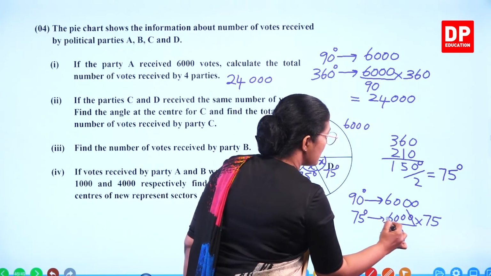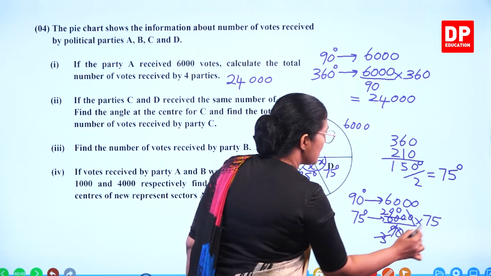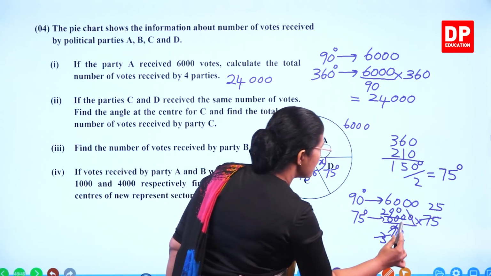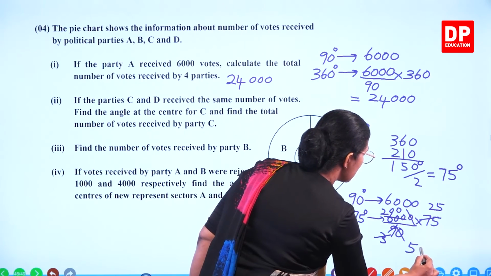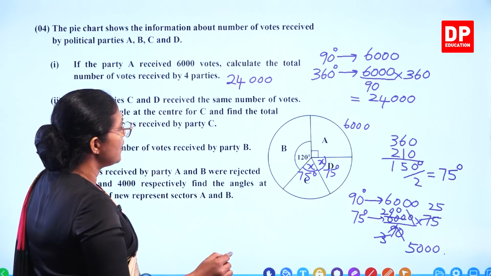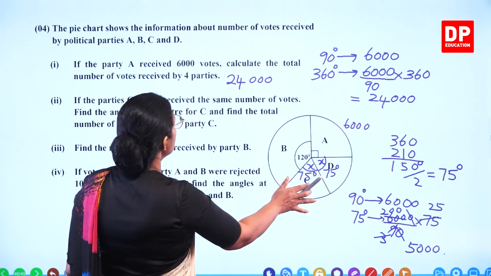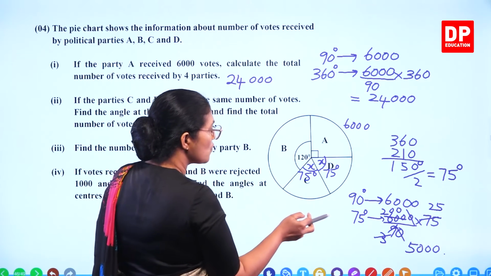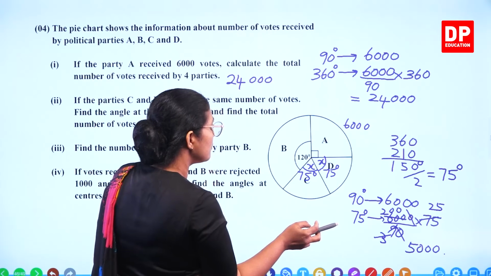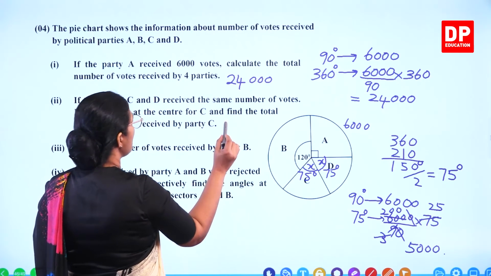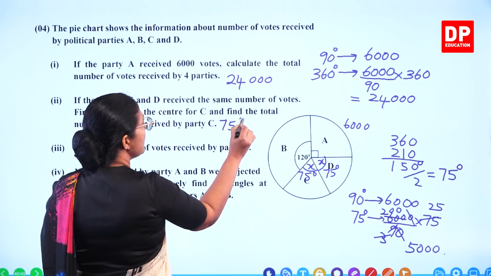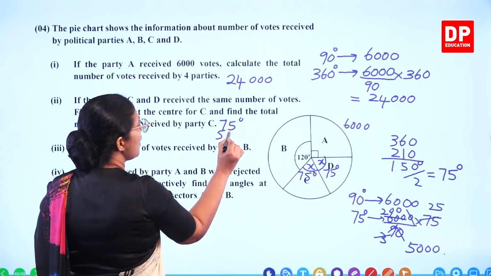3 times 3, 3 times 200, 3 times 2, 6, 5, 25 times 200. So you get 5,000 votes for C party. So here 200 multiplied by 25, 5,000. Angle at the center is 75 and number of votes 5,000.